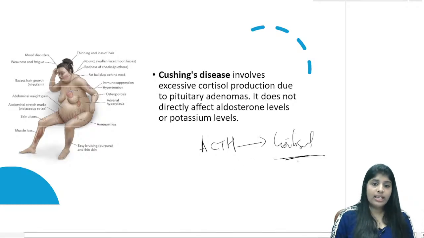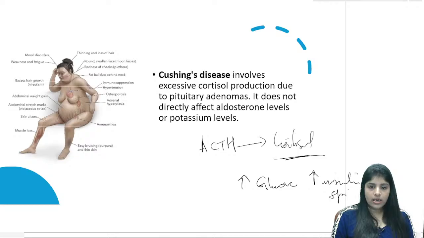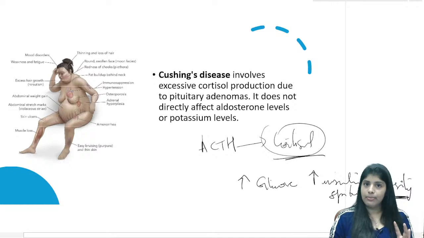This cortisol will increase glucose levels. So that means what? Increased insulin spikes. That can lead to what? Obesity, and insulin resistance also. And increased cortisol can also lead to muscle breakdown.